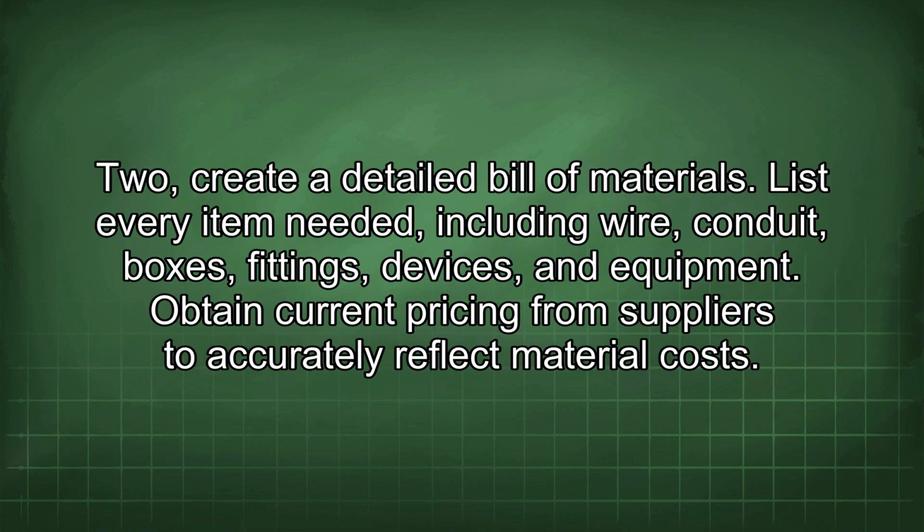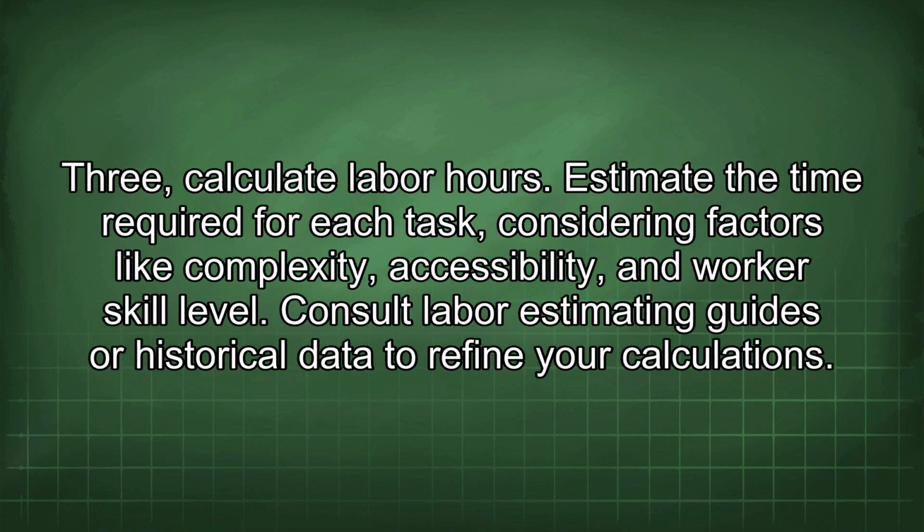2. Create a detailed bill of materials. List every item needed, including wire, conduit, boxes, fittings, devices, and equipment. Obtain current pricing from suppliers to accurately reflect material costs. 3. Calculate labor hours. Estimate the time required for each task, considering factors like complexity, accessibility, and worker skill level. Consult labor estimating guides or historical data to refine your calculations.